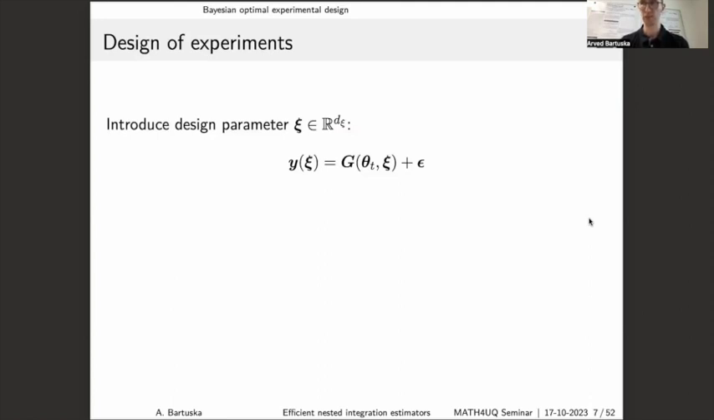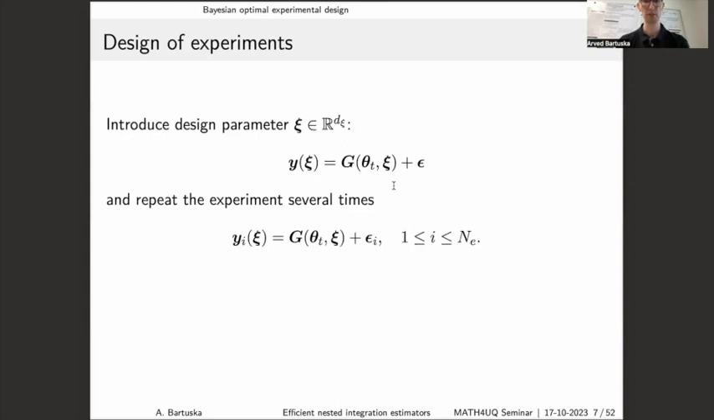Okay, so now the next part is we want to design experiments so that the observation data we get will be more informative. So we introduce a design parameter and now say that this is our data model where G now depends on the theta true and the design psi. And we also repeat the experiment several times. So we have NE number of experiments. We have the same model, the same setting, the same experimental setup. We just run it several times, so we have multiple observations. The only thing that changes is the noise, which we cannot observe directly.